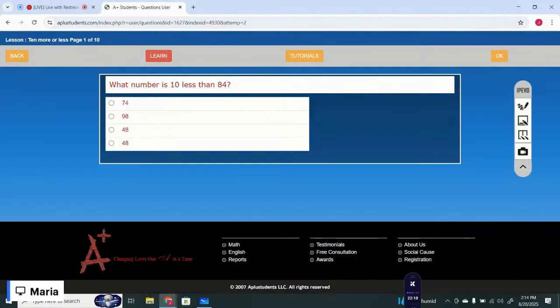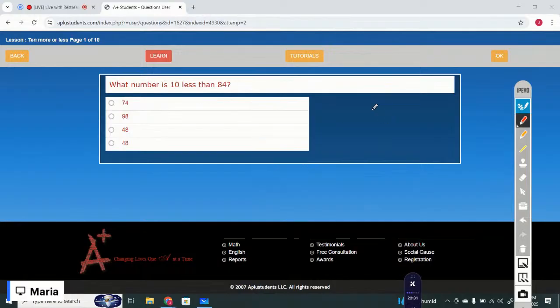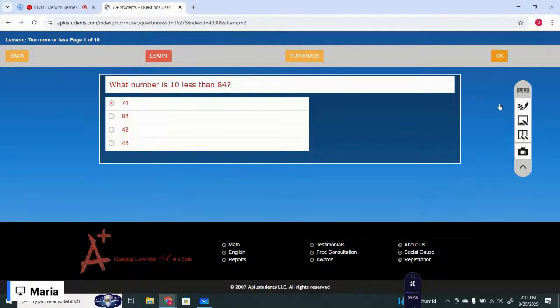Which number is 10 less than 84? 4 is the ones digit and 8 is at the tens. So 1 less than 10 means 8 minus 1. So 8 minus 1 is 7. So the digits together make 74. Option number 1 is the correct option, that is 74.